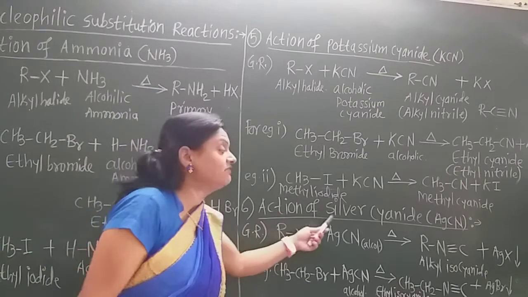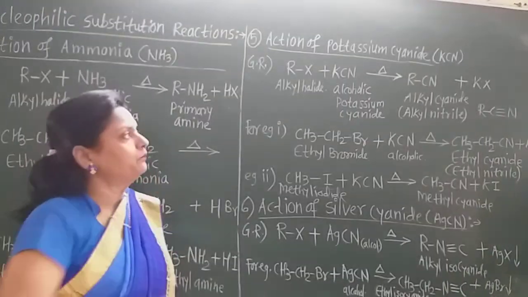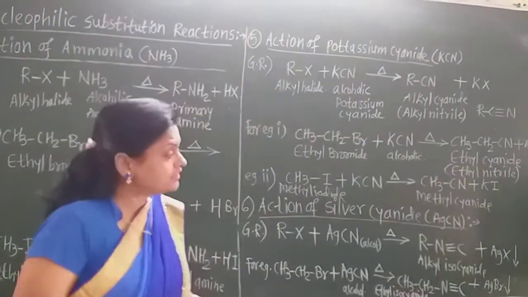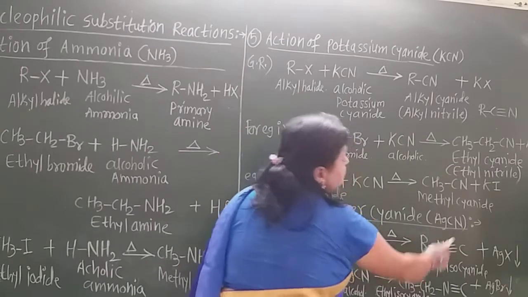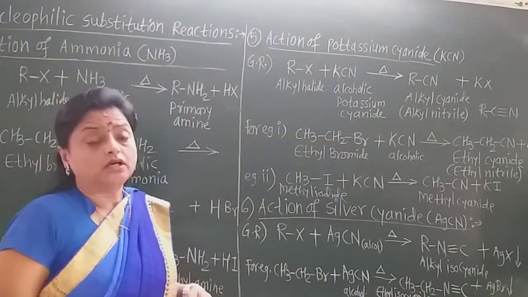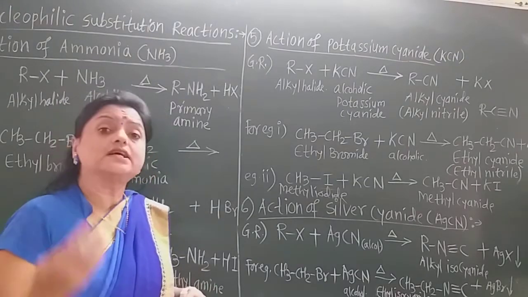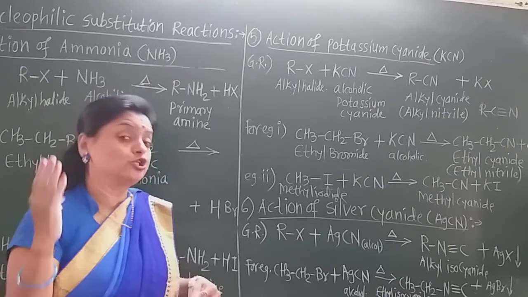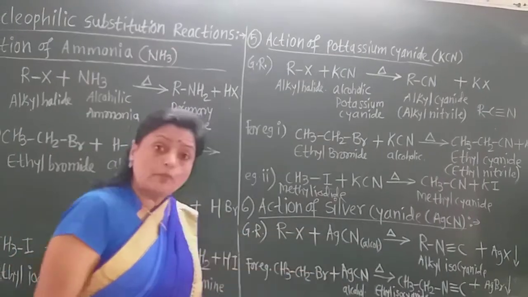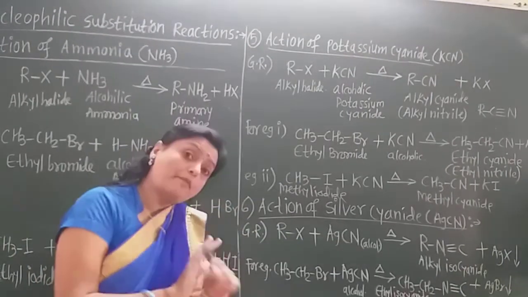Now the action of silver cyanide. What is the formula? AgCN, silver cyanide. Now here the other compound obtained is called alkyl isocyanide. Iso is there. Now why iso? Because this cyanide group attaches to the alkyl group through the nitrogen and not through the carbon.